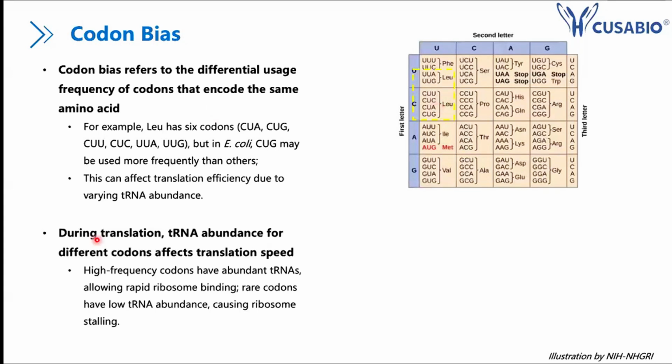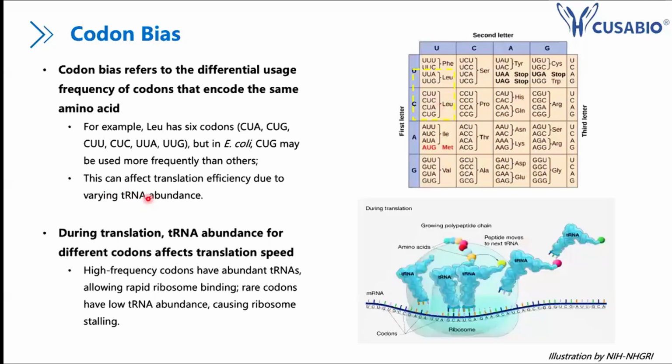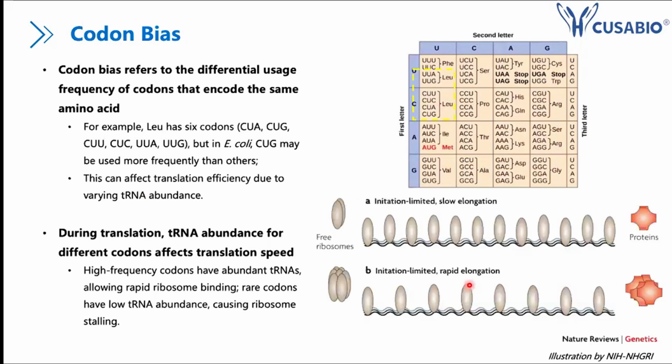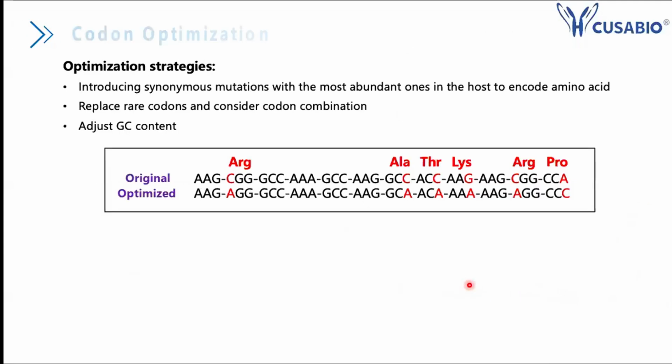Behind this, I think one major reason is tRNA abundance. During translation, tRNA abundance will affect the translation speed, because for each codon, the ribosome needs to wait for the tRNA and then start the translation. So high-frequency codons, because of abundant tRNA, will have rapid ribosome binding, so the translation rate will be quick. But if you use rare codons, then the low tRNA abundance can cause ribosome stalling, so the speed slows down.